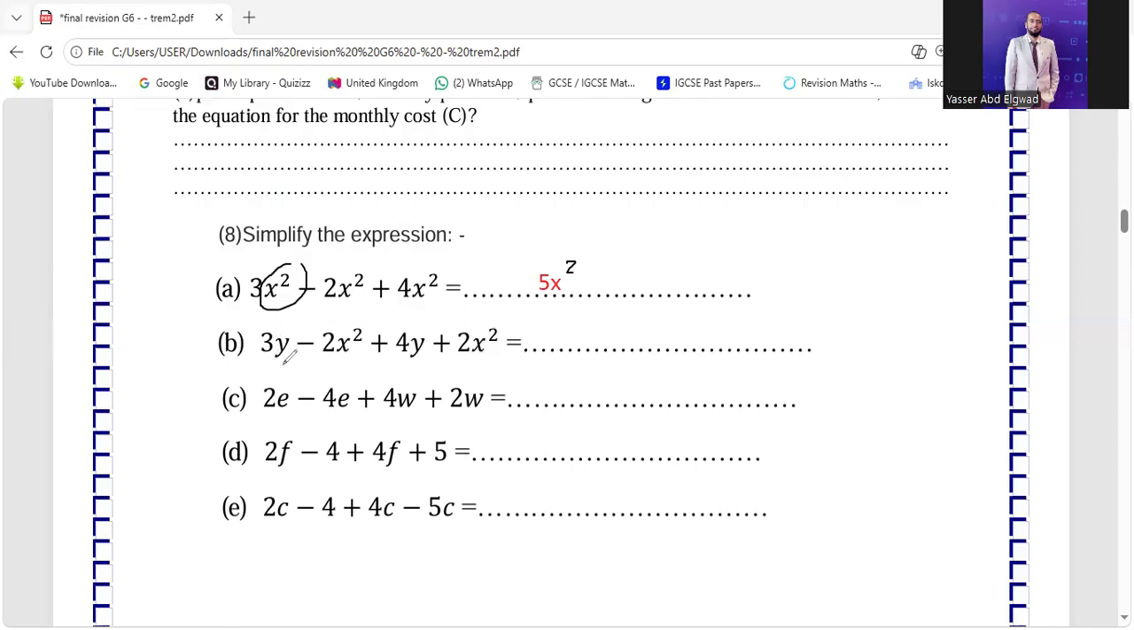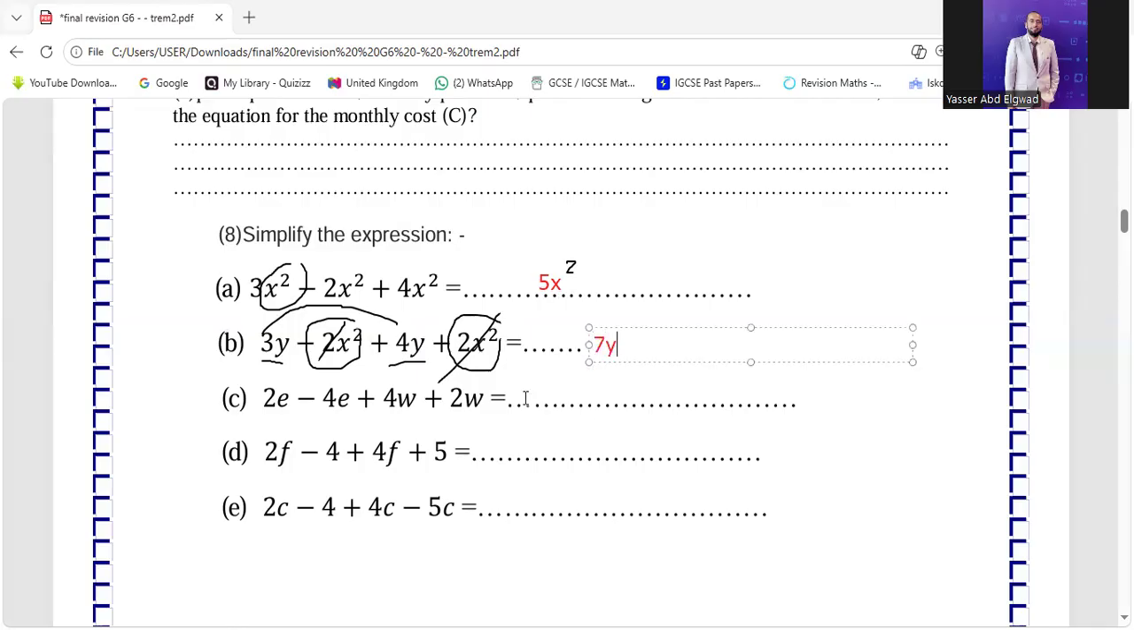Here we have 3y and 4y. We have to add them to get the answer. And we have negative 2x and positive 2x. You cancel them, because negative 2 and positive 2 cancel. After that, here is 3 plus 4, 7, y. Here is the answer, 7y.